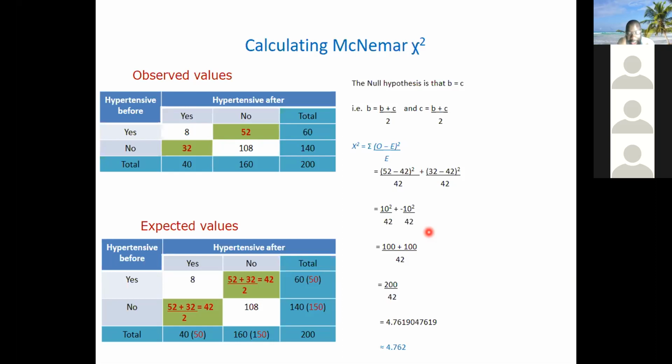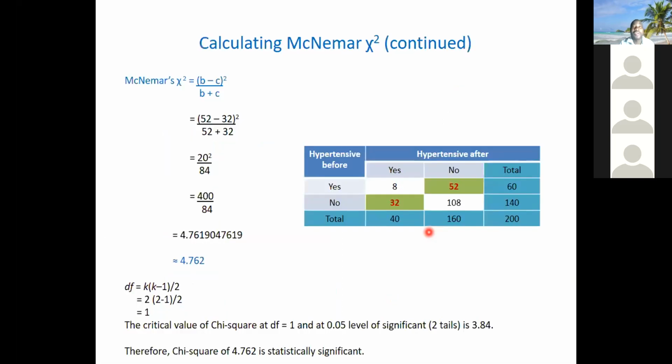The degree of freedom is 1, and the critical value for chi-square for 1 degree of freedom is 3.84 for the 0.05 level of significance. So you can see from there that this one is significant because it's higher than 3.84. So if you do, the p-value will be less than 0.05.